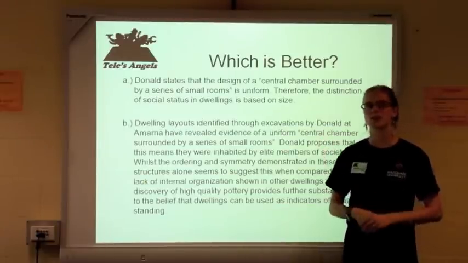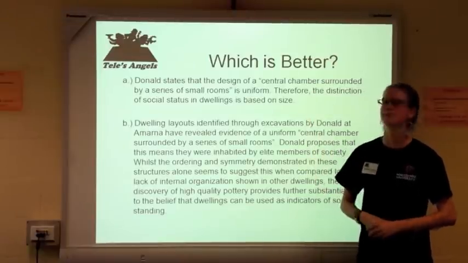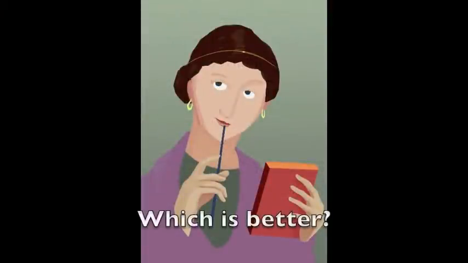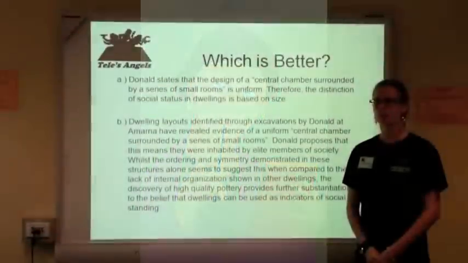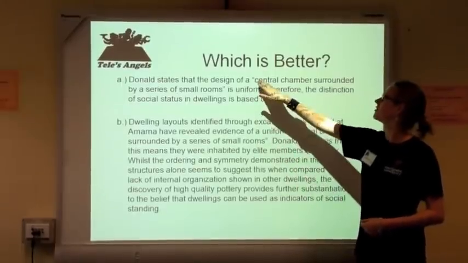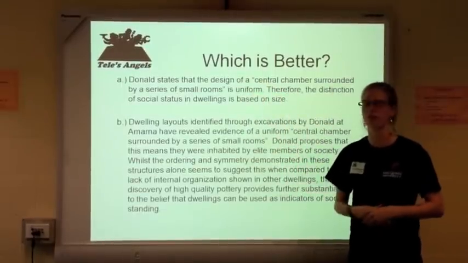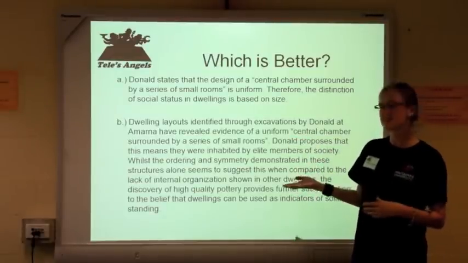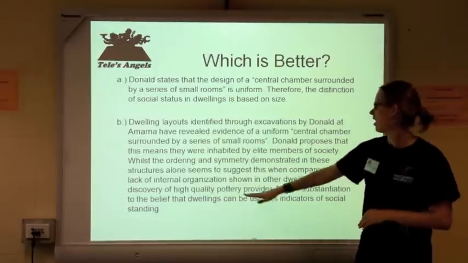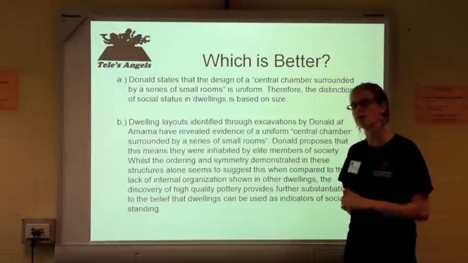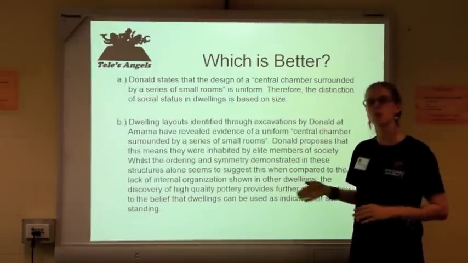So here's an example of a paragraph here. So which of the two is better? So in answer A, the students just basically stated what Donald said. So they've just got a quote here, and that's basically their whole paragraph. In answer B, the students actually engage with Donald. They've got primary evidence, which is the high quality pottery provided. So they've actually engaged with Donald, provided a bit of primary evidence. So in this example here, B would be the better answer.